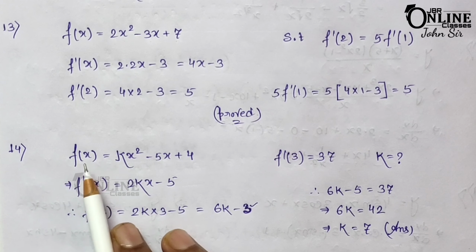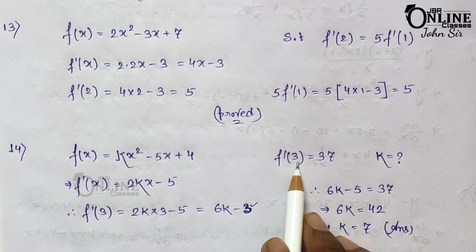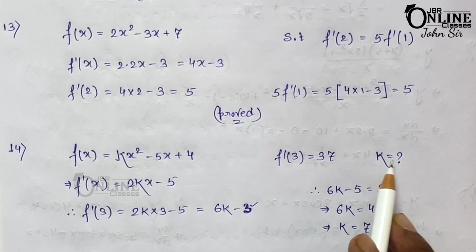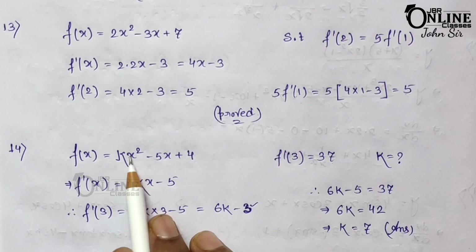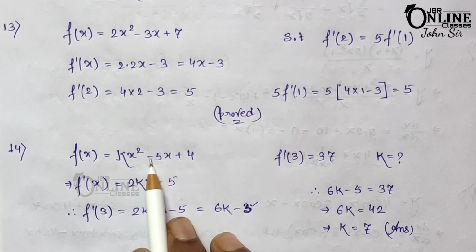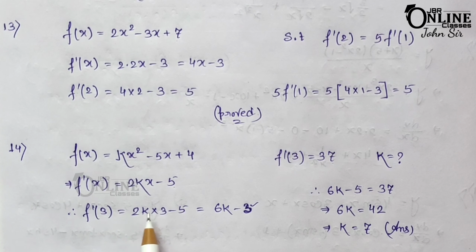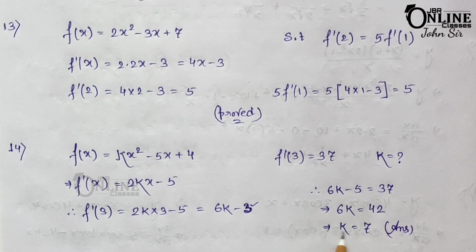Now sum number 14, fx equal to kx square minus 5x plus 4, and it's given that f dash 3 equal to 37. Now we have to find out the value of k. So as fx equal to this one, f dash x equal to the derivative of this one is 2x, so 2kx, and this one is minus 5. Okay, so now f dash 3 equal to 2k into 3 minus 5, it's 6k minus 5. Now according to the problem, 6k minus 5 equal to 37, it's given. So 6k equal to 42, so k equal to 7.